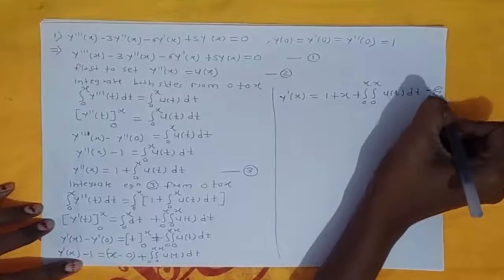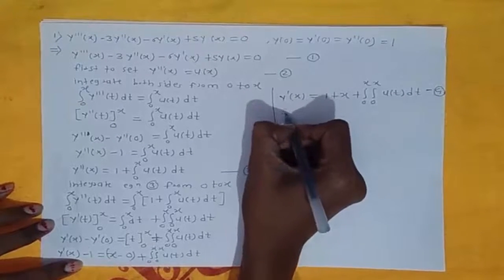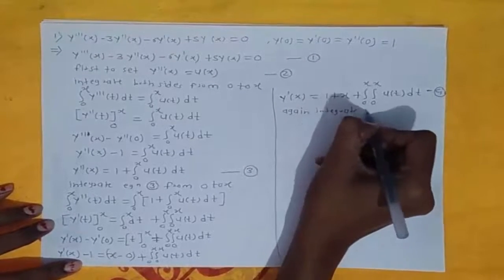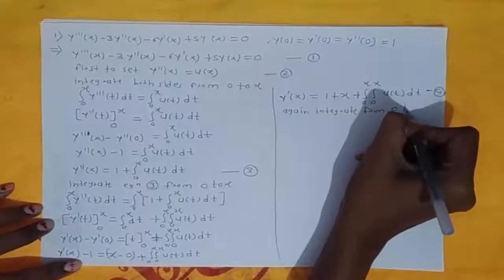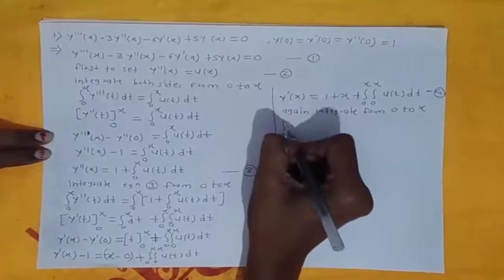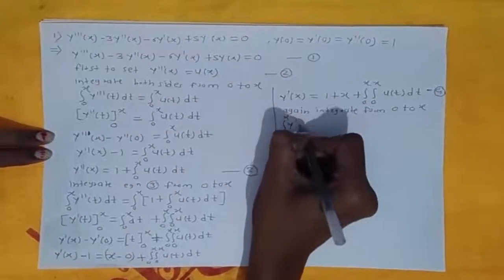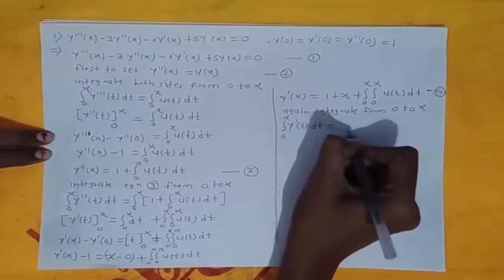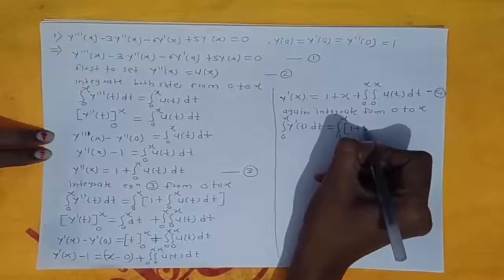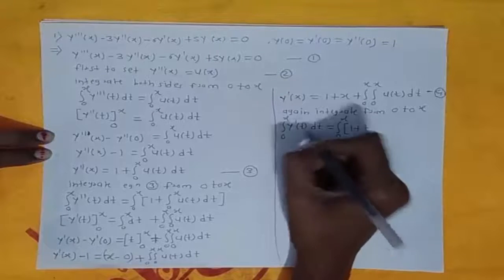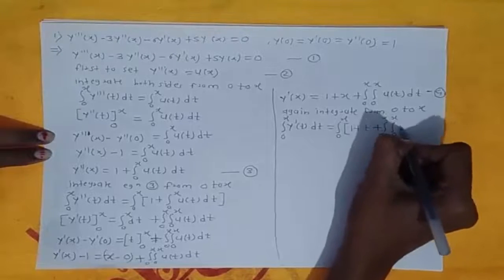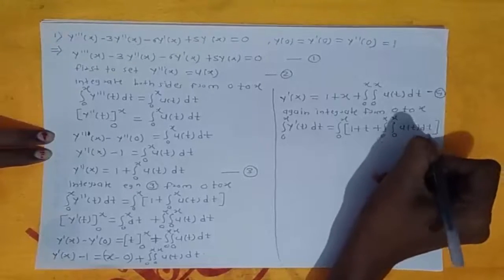Then take it as equation number 4. Again integrate from 0 to x on both sides of the above equation. We get integration from 0 to x y dash of t dt equal to integration from 0 to x of the bracket 1 plus t, we write t here instead of x because we change the variable, plus double integration from 0 to x u of t dt.